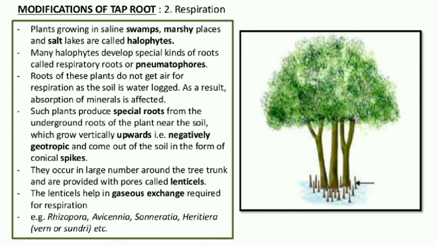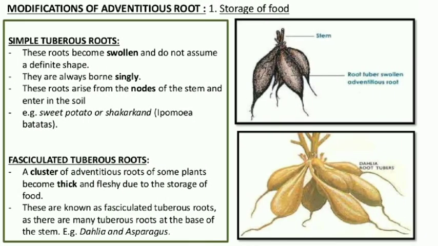These are the main modifications of the taproot. Coming to the fibrous or adventitious root modifications, mainly for storage of food. Fibrous adventitious roots for storage of food. First, simple tuberous roots.